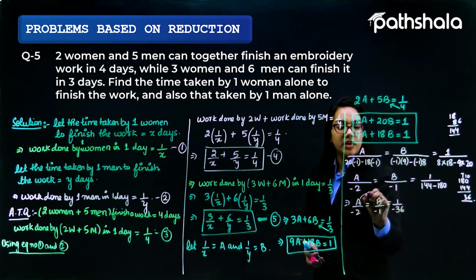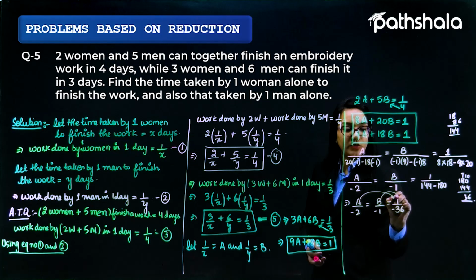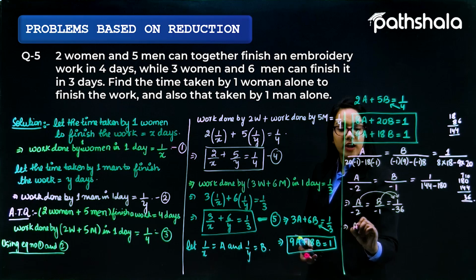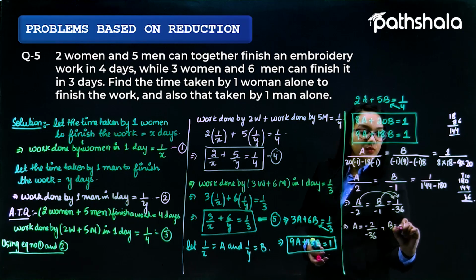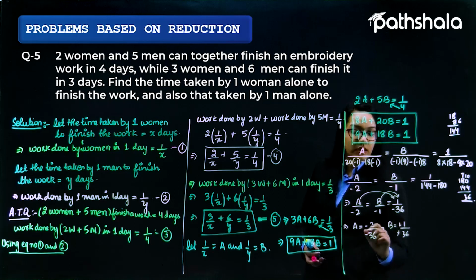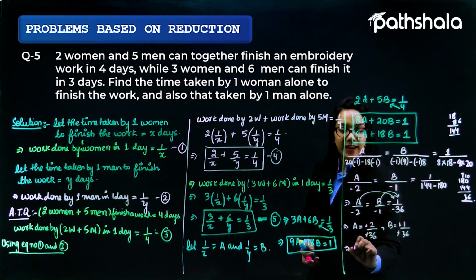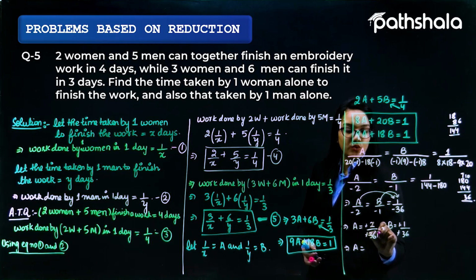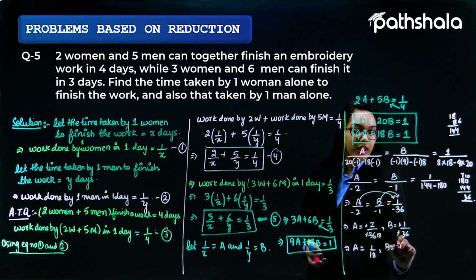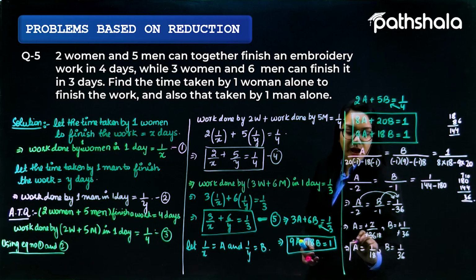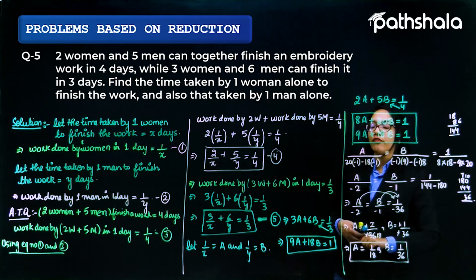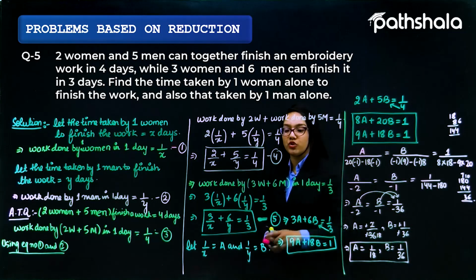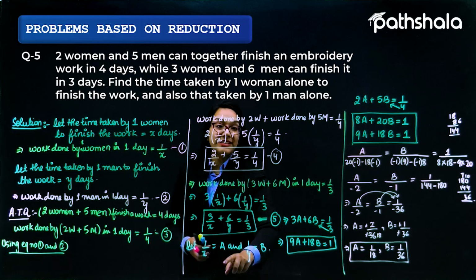Now let's just take A and B equivalent to this particular fraction. So A would be minus 2 by minus 36 and B would be minus 1 by minus 36. So the negative signs get cancelled with each other. A is nothing but 1 by 18 and B is nothing but 1 by 36. So these are the values of capital A and capital B, but we wanted to find out the value of X and Y.